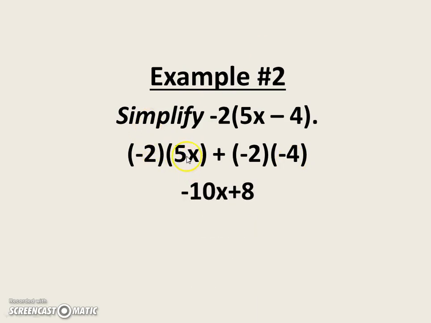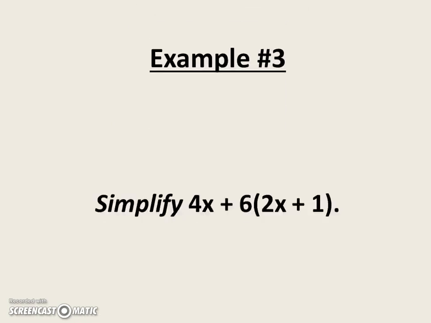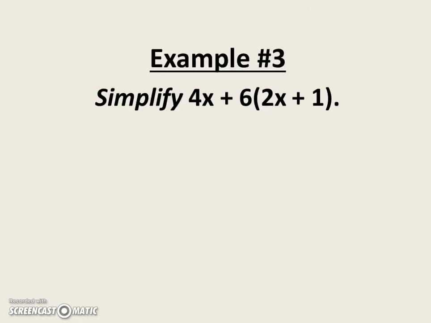Okay, negative 2 times 5x is negative 10x. Negative times a positive is a negative. And negative times a negative is a positive. 2 times 4 is 8. So we're simplified. We can't simplify any further. We can't put those two terms together. Binomial, by the way, remember 2 terms is a binomial. Just a little review there. Okay, next one. Simplify 4x plus 6 times (2x plus 1).